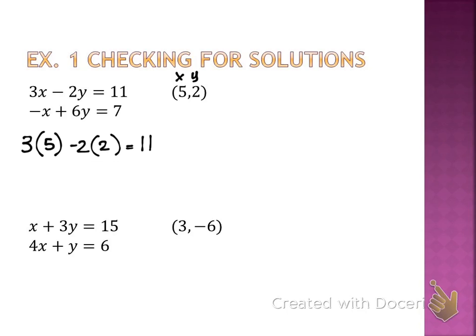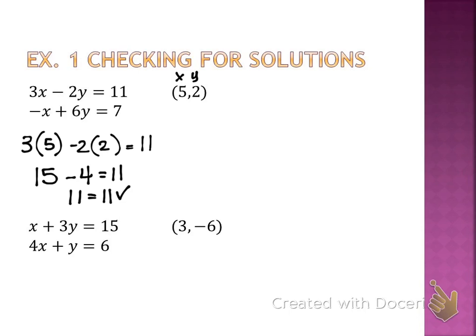So basically all I'm doing is solving this side of the equation to see if it matches 11. So what's 3 times 5? 15. Negative 2 times 2 is minus 4. 15 minus 4 is 11, equals 11. So I know that that point is a solution to the first equation. But I can't just stop and say, yeah, it's a solution to the system, because I don't know if it's a solution to the second one.